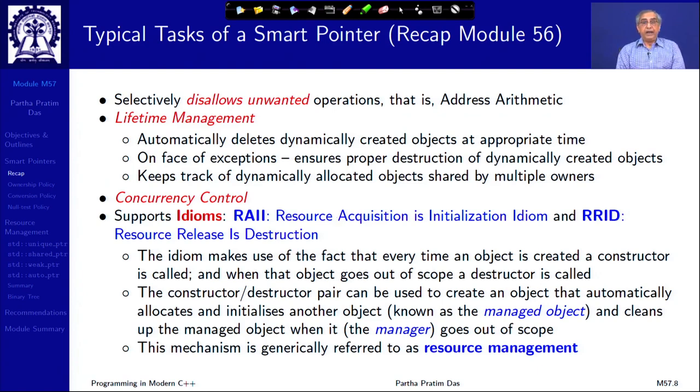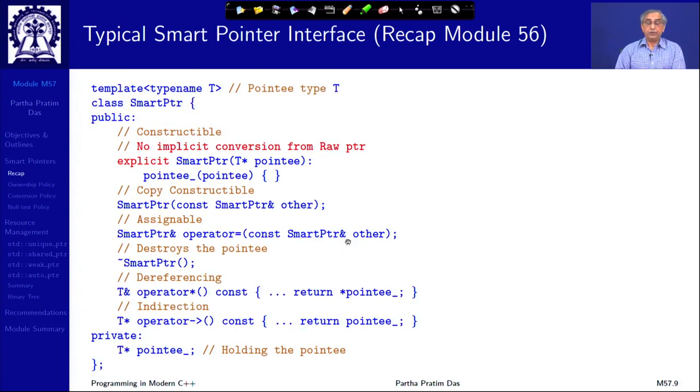The main highlights are that smart pointers disallow unwanted operations like address arithmetic, which is one of the biggest problem areas for bugs. It allows lifetime management by managing the dynamically created objects according to the protocol of static objects, which the smart pointers are, helps in concurrency control, and supports the resource acquisition is initialization and resource release is destruction idioms, which really help resource management.